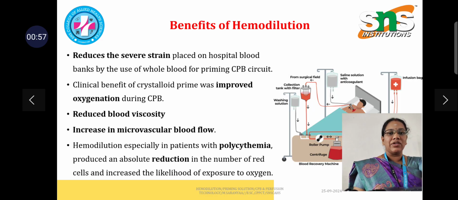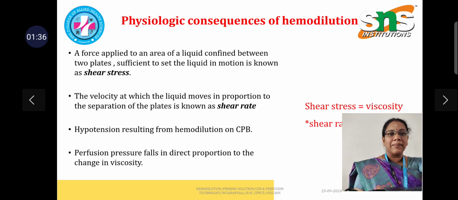Benefits of doing this hemodilution. It reduces the severe strain on the hospital blood bank by avoiding the use of whole blood for the priming circuit. Clinical benefits of the crystalloid prime were improved oxygenation during bypass, reduced blood viscosity, and increased microvascular blood flow. Hemodilution, especially in patients with polycythemia, produces an absolute reduction in the number of RBCs and increases the likelihood of exposure to oxygen. So, to reduce the strain on the hospital blood bank, for proper oxygenation therapy, and for patients with polycythemia, it is better to go with a hemodilution technique.